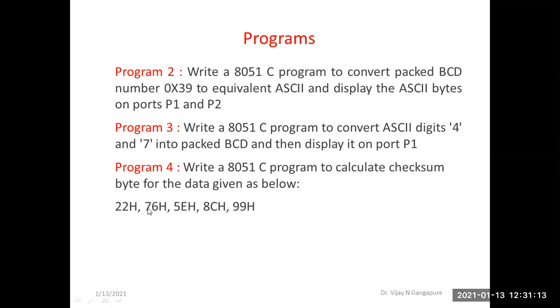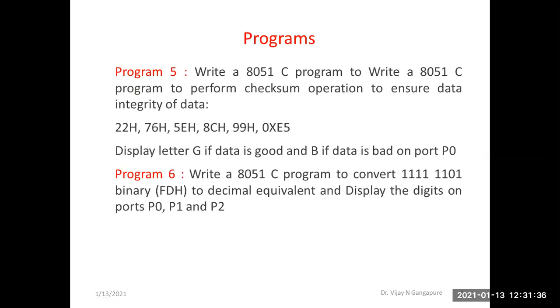And how is it calculated? Just go on adding these bytes, ignoring the carries that get generated. In the end, whatever one byte you get, take its 2's complement, and that is the checksum byte. So we have to process all these 5 bytes accordingly and determine the checksum byte. So this is program number 4.